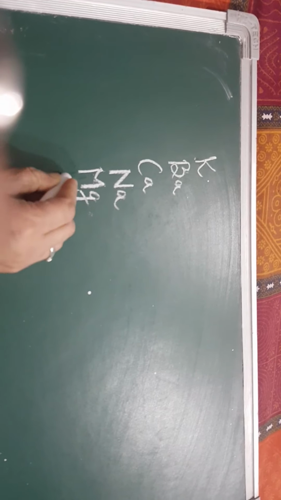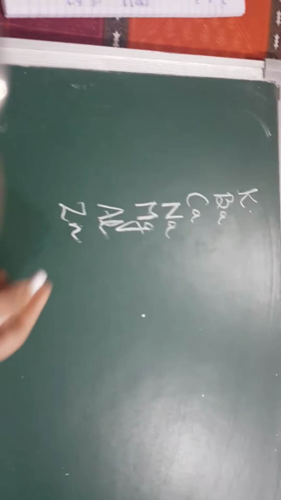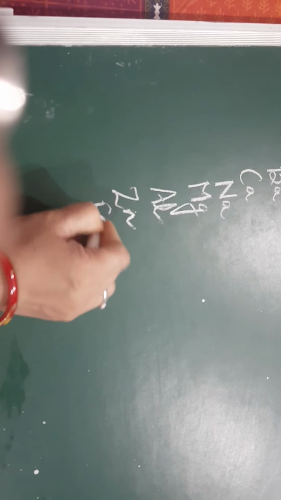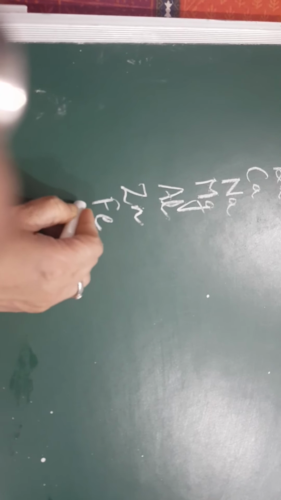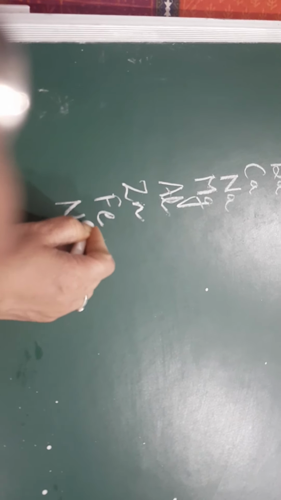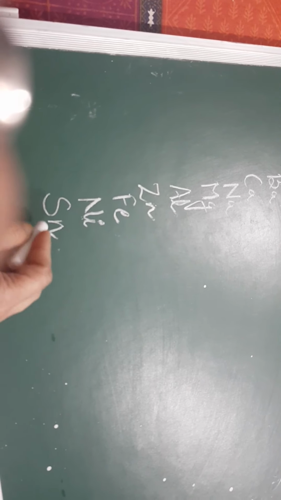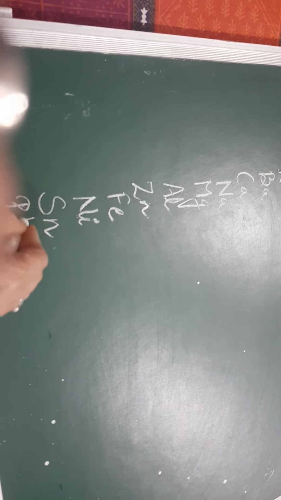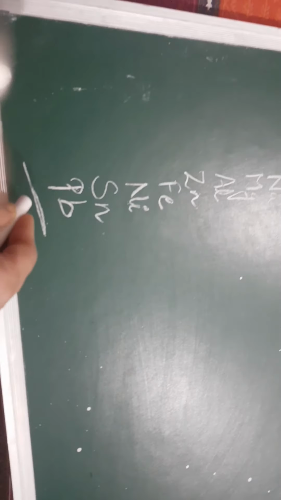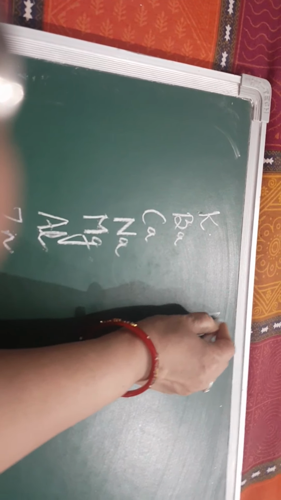Then magnesium, Mg. Then aluminium, Al. Next one is zinc, Zn. Then iron, Fe. Next one is nickel, Ni. And then stannous, Sn, that is also known as tin. And then lead, Pb. After lead, hydrogen. Because there's no space, I'm writing here all those elements that are below hydrogen. We can start from hydrogen here.